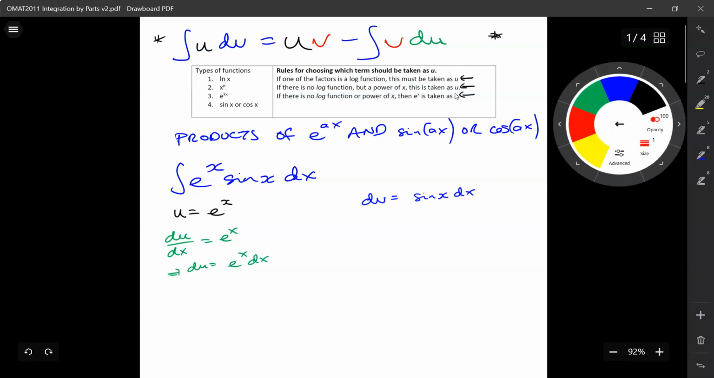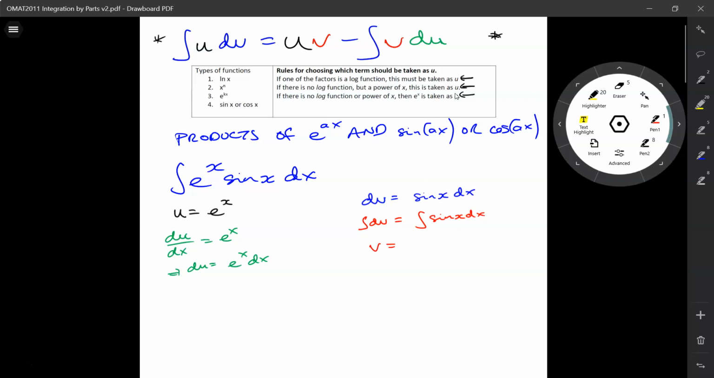On this side, we integrate both sides. So the integral of dv on this side, we have sine x dx. So this will give me v on the left hand side. And the integral of sine x is minus cosine x.